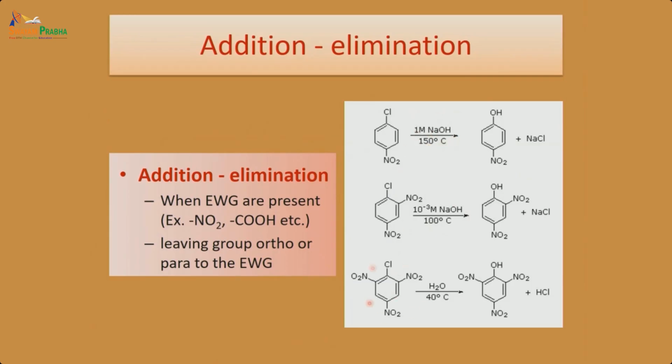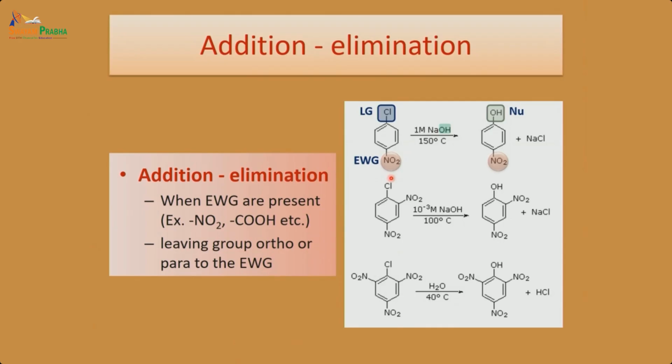But when we have the trinitro substituted chlorobenzene, the reaction occurs with simple water itself at 40 degrees centigrade. So this is how this is happening. We will just look at each step very carefully. The chlorine is the leaving group, OH is the nucleophile which comes from the sodium hydroxide, and the nitro group is the electron withdrawing group. So the minimum requirement for this type of mechanism is that the aromatic ring should have at least one electron withdrawing group.